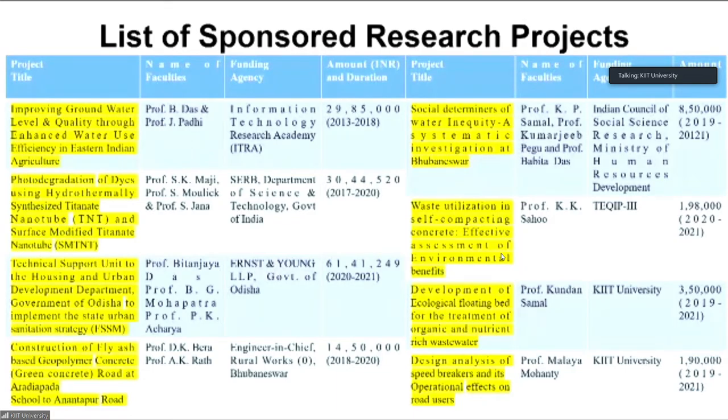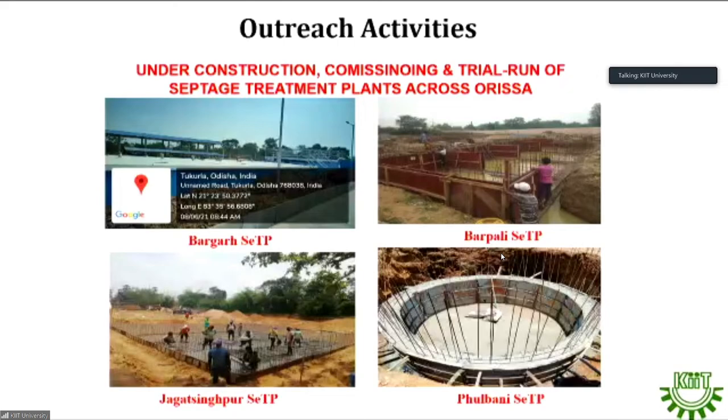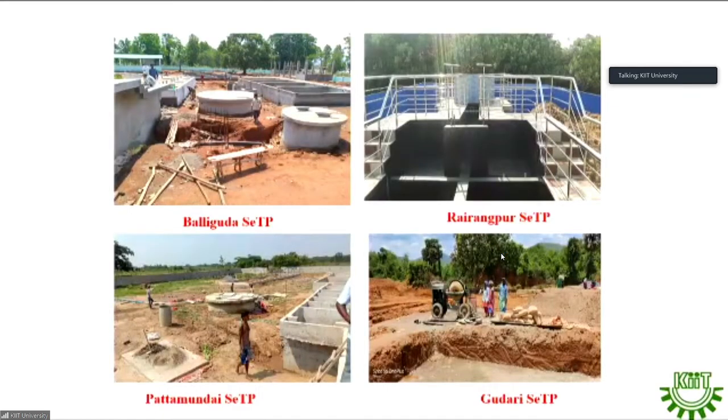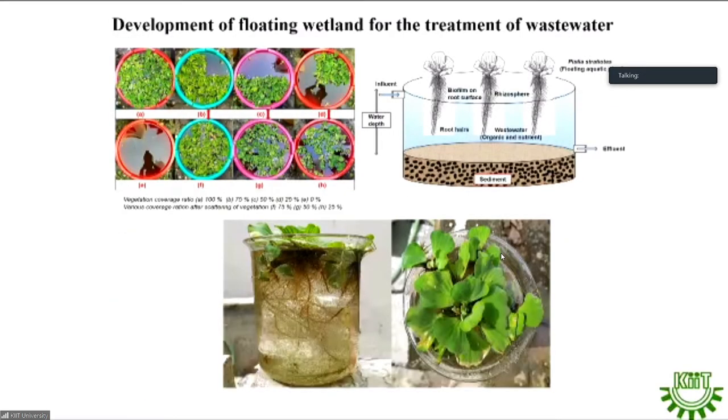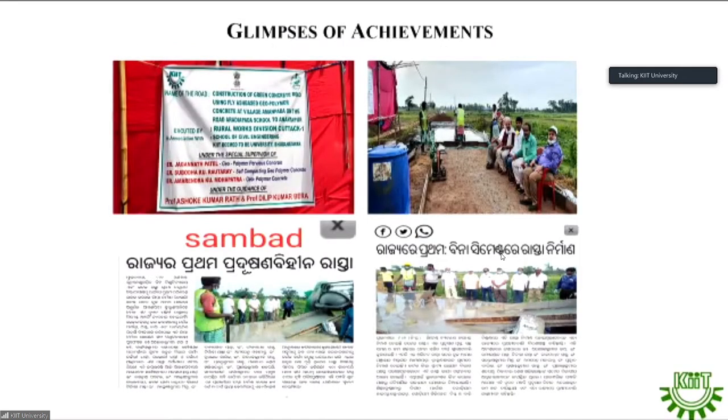A lot of research projects are underway in this interdisciplinary research group, where collaborative research is going on and students are engaged. These are the innovative projects the students have already performed in different areas. This is a successful student project for the development of a floating wetland for the treatment of wastewater. And this is an innovative student project on the design and analysis of speed breakers. This is an innovative achievement of the students: they have constructed a road without cement. This is called the green concrete road, developed by the students of the School of Technology. This is a proud moment for the students of the School of Technology.